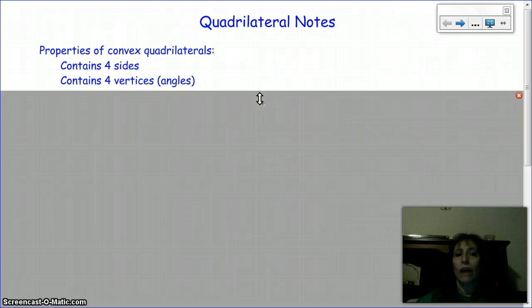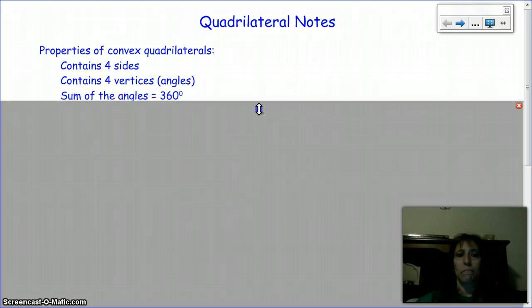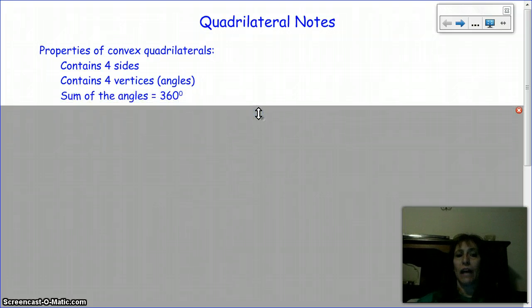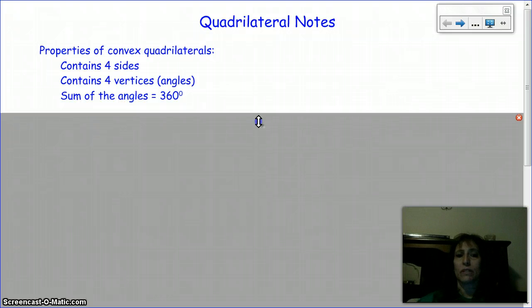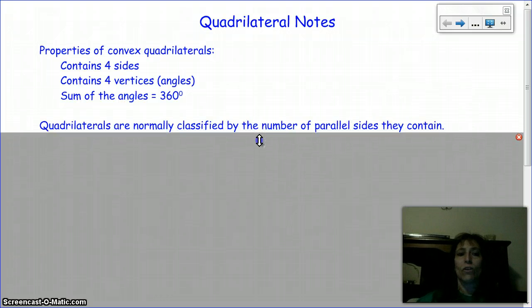But for quadrilaterals, they contain 4 sides and 4 vertices or angles, and the angles have to add up to 360 degrees. Remember, if you draw a line from one vertex to as many others as you can to make triangles, you'd only be able to make 2 triangles in there, and each one is 180 degrees. So together those make 360. Alright, so quadrilaterals are normally classified by the number of parallel sides they contain.